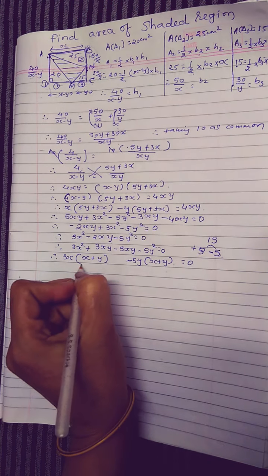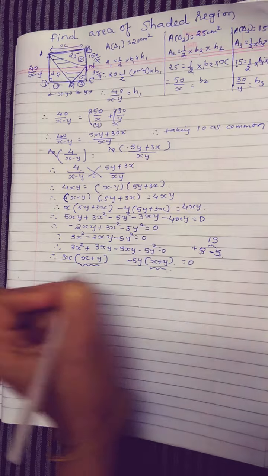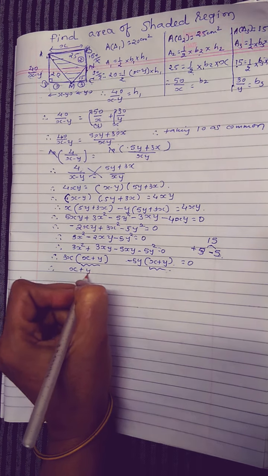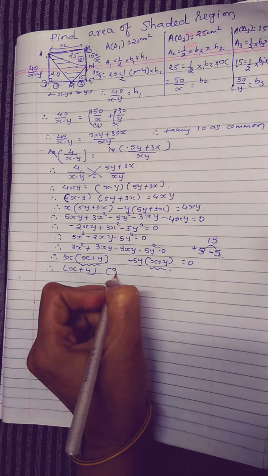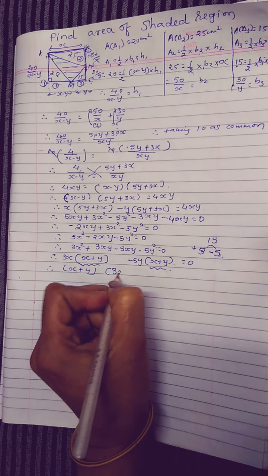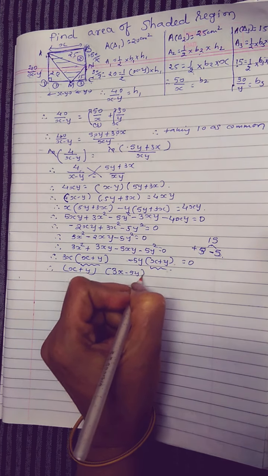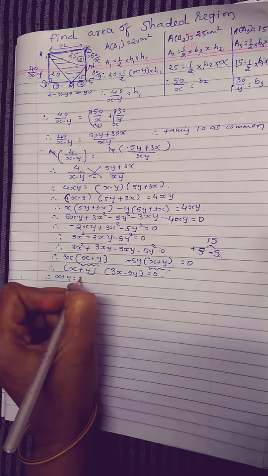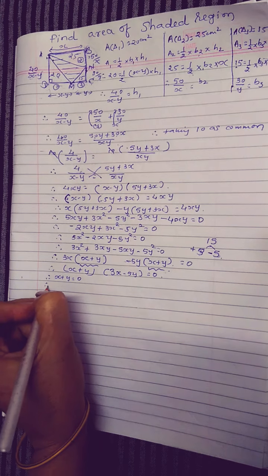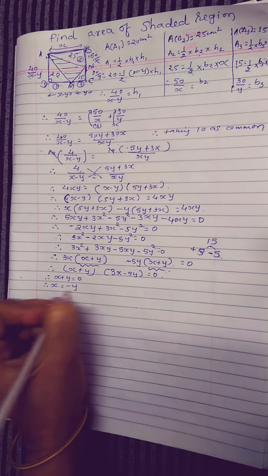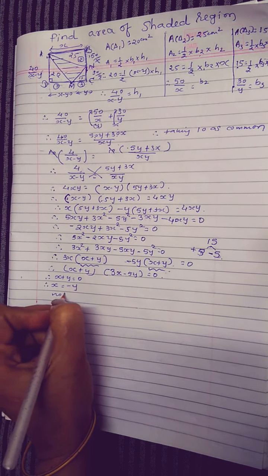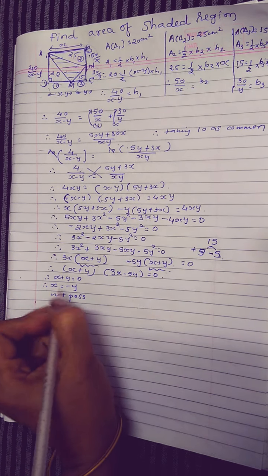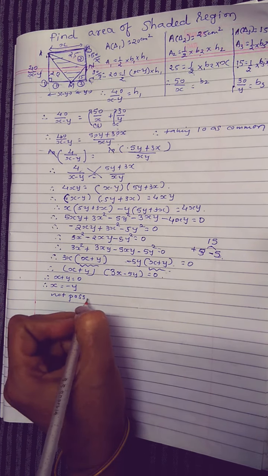Now you can see here x plus y is common at both places. Therefore you take it out. X plus y is common, and in the other bracket, 3x minus 5y is equal to 0. Therefore x plus y is equal to 0. Therefore x is equal to minus y. This is not possible. Is it possible? No. Why? Because x cannot have minus y value. Both are variables. Not possible.